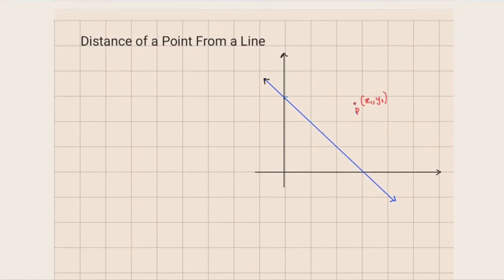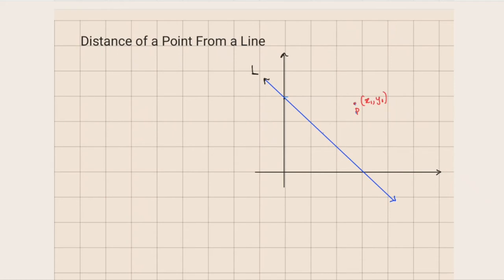First thing, what does it mean by the distance of a point from a line? Let's say this is a line L and this is a point P (x1, y1). So the distance of this point P (x1, y1) from a line is nothing but the distance of the perpendicular drawn from P to the line L.